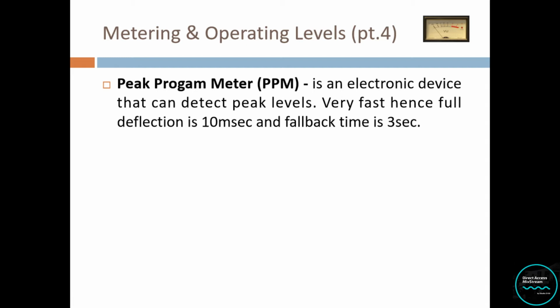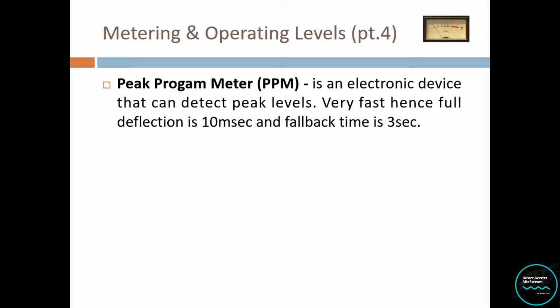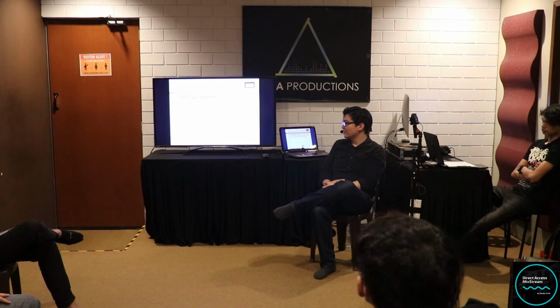So it's very fast. And it needs to be fast because you need to detect peaks, because the peaks are the ones that will distort or cause clipping. So the full deflection is very fast, 10 milliseconds only. But the fallback time, the time for the meter to fall back down, is slow. It's 3 seconds. And you know the reason why?